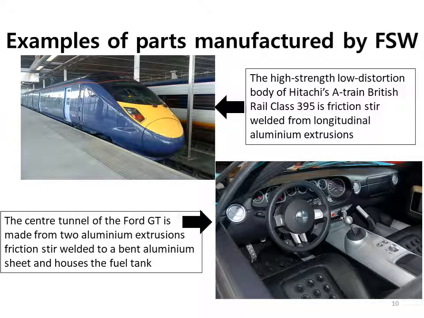This is for railway. The high strength, low distortion body of Hitachi's A-train, British Rail Class 395, is friction stir welded from longitudinal aluminum extrusions. And lastly is this one. The center tunnel of the Ford GT is made from two aluminum extrusions friction stir welded to a bent aluminum sheet, and houses the fuel tank.